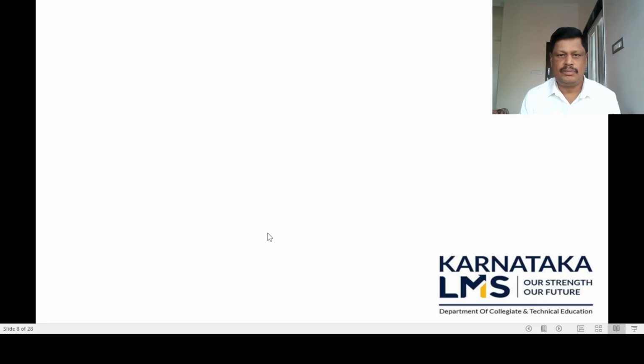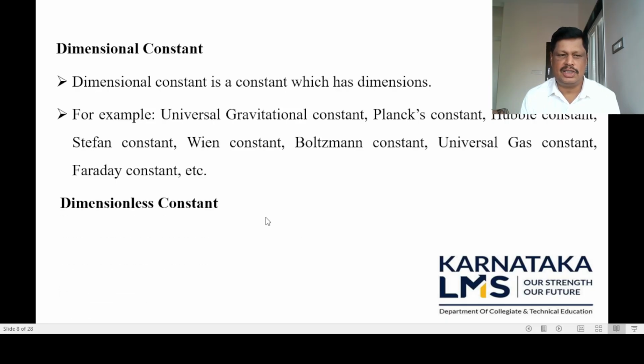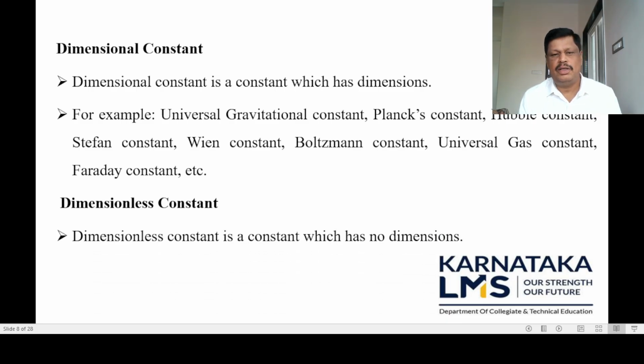Similarly, dimensional constants. Dimensional constant is a constant which has dimensions. Certain constants have dimensions. They are called dimensional constants. For example, universal gravitational constant, Planck's constant, Hubble's constant, Stefan's constant, Wien's constant, Boltzmann constant, etc. are having dimensions. Therefore, they are called dimensional constants.